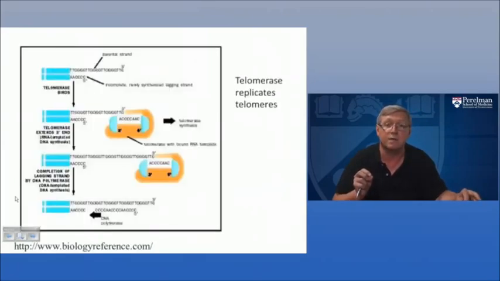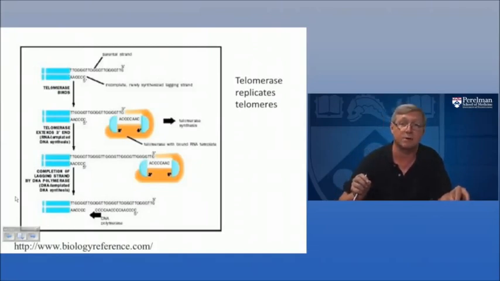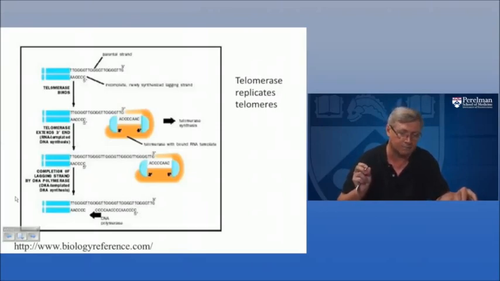The telomere itself is made up of a simple repeat sequence that's maintained by an enzyme called telomerase. And the telomerase enzyme recognizes this particular motif, and through the action of a ribonucleotide RNA component of the telomerase enzyme, lays down additional copies of this and synthesizes new telomeres.